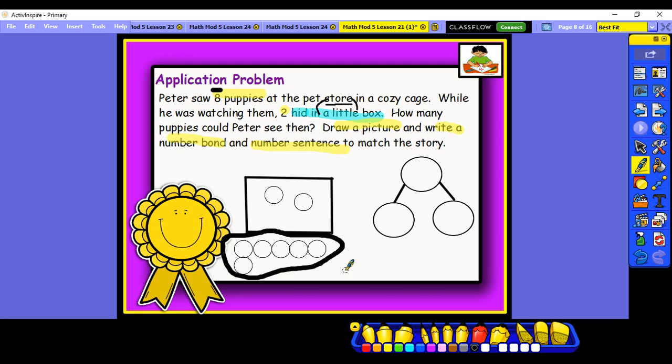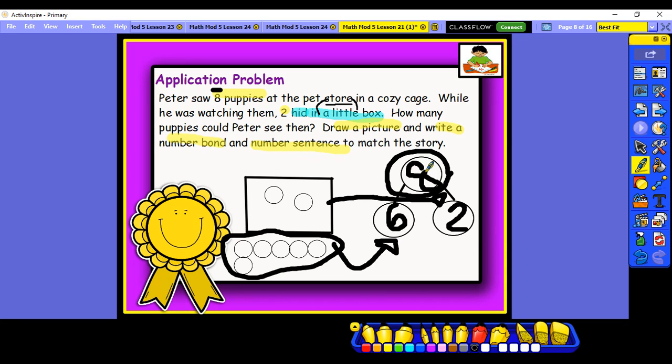6. Great job. Let's make a number bond to match our story. What are the 2 parts? One part comes from the puppies he can still see, so that part is 6. The other part comes from the puppies that are hiding in the box, so that part is 2. Now I have to think, how many are all together? What was the whole amount?